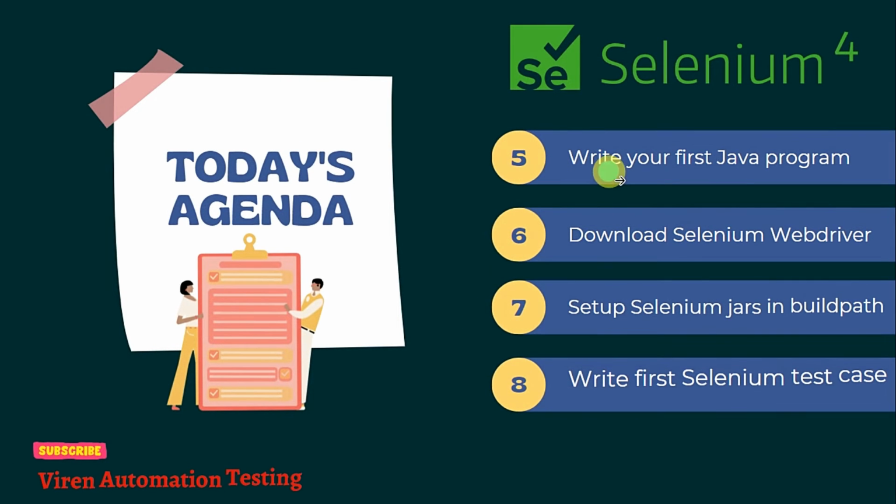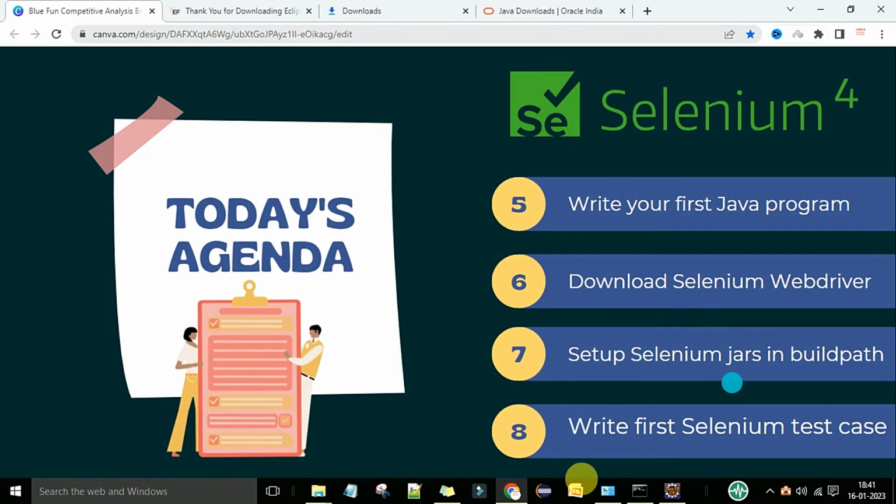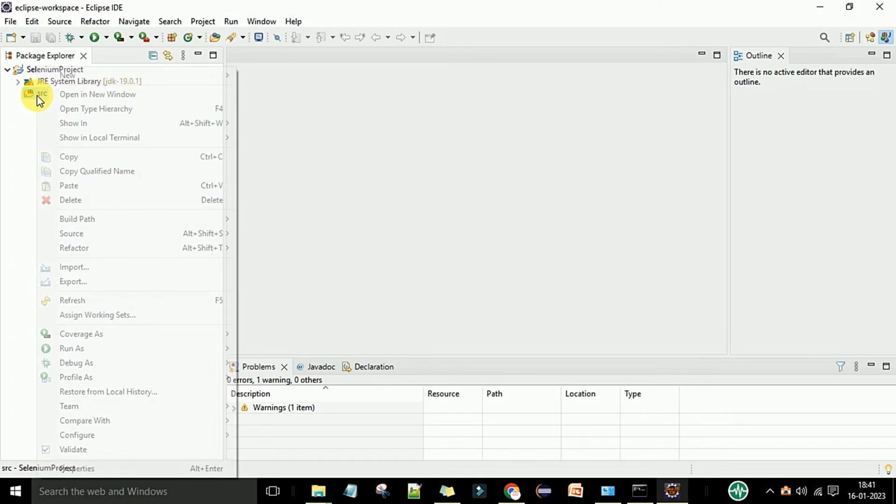Now let's move to the 5th step. We will write our first Java program, and after that we will download the Selenium WebDriver jar files, then import the Selenium jar files in the build path, and then we will write our first Selenium test cases. Okay, so let's move to Eclipse, and here we have the SRC folder.